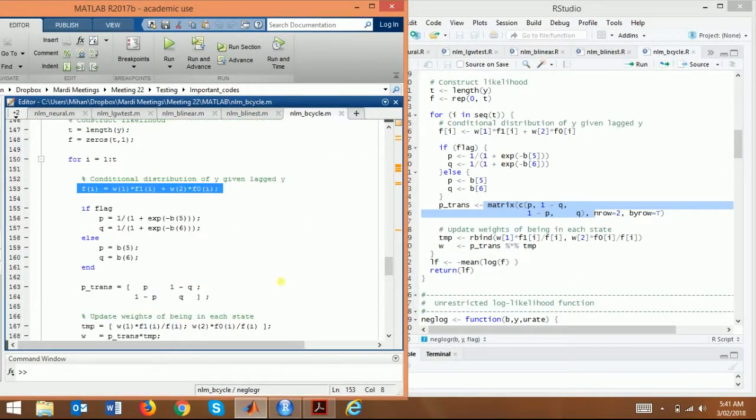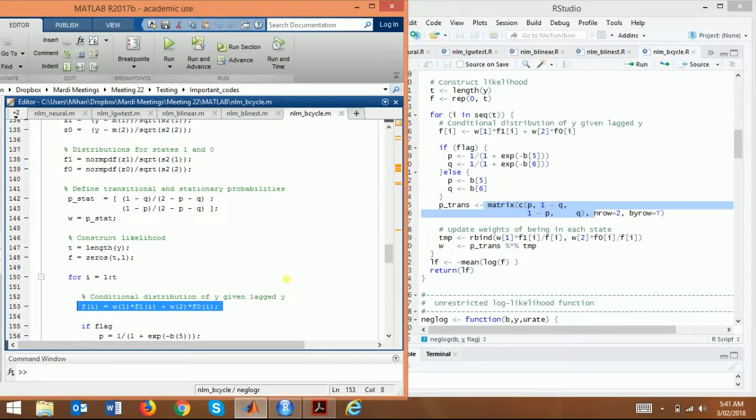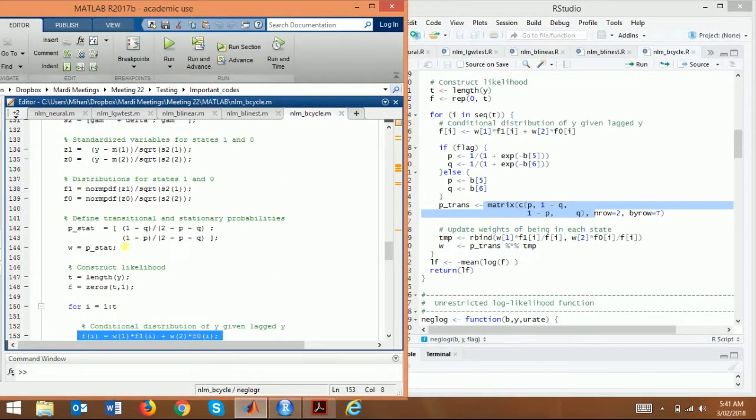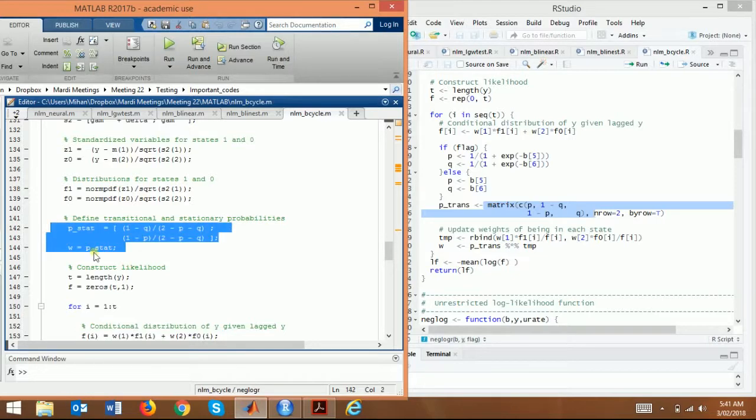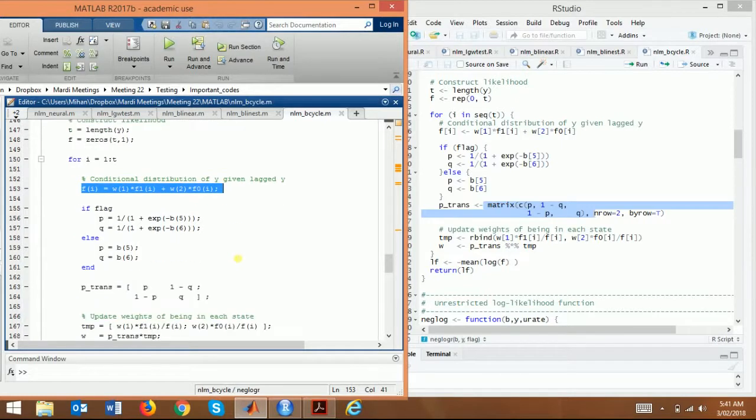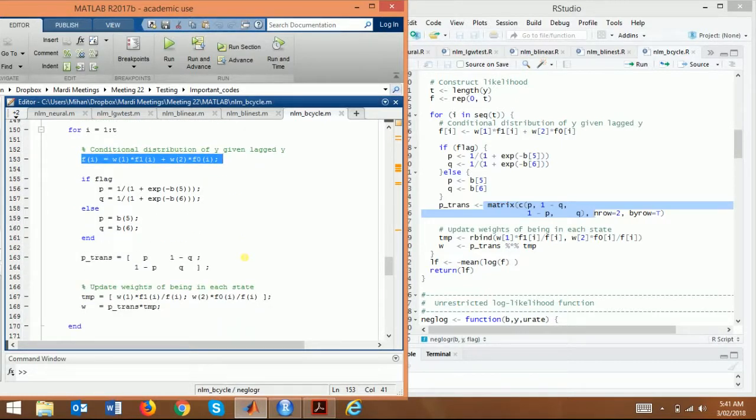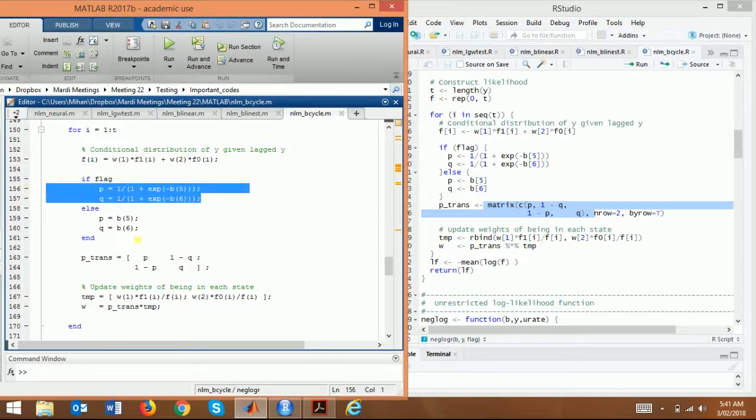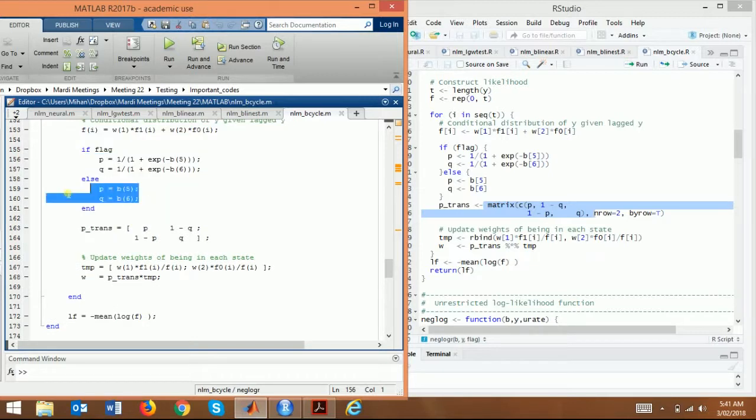All right. So what we are doing here, we first find the stationary probability, then we construct a likelihood and find the transitional probability from it. So we put those first in a for loop from 1 to t. First we define the denominator for the transitional probability. If we call for a flag, as we know, P and Q will change. If we do not call for a flag, there will be different values of P and Q.